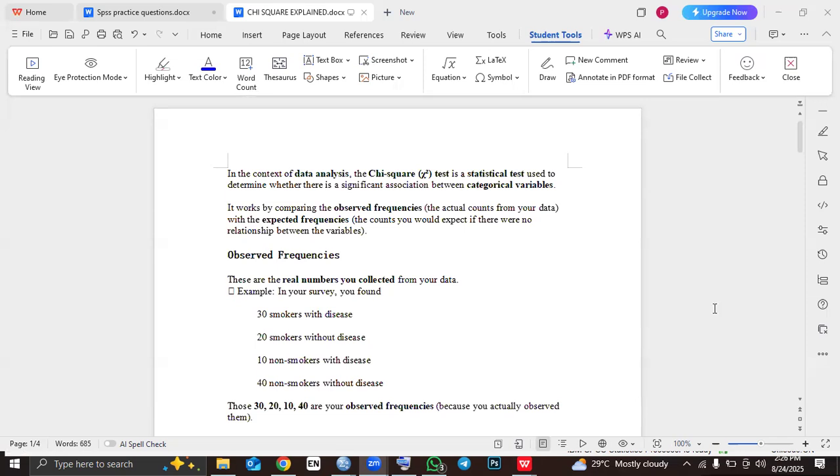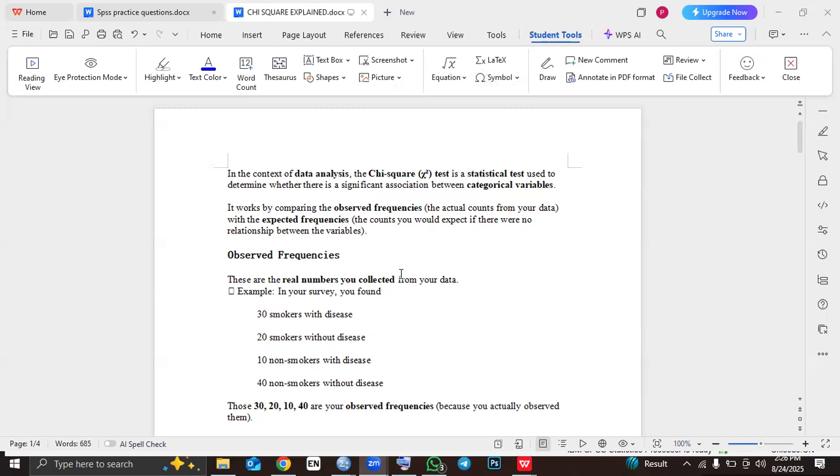Now, in the context of data analysis, the chi-square test is represented by the symbol X squared. The chi-square test is basically a statistical test used to determine whether there's an association between categorical variables. So if you have two categorical variables, for example, gender and cancer type, and we want to know if there's an association between these two variables, we can use the chi-square test to determine whether there's an association.